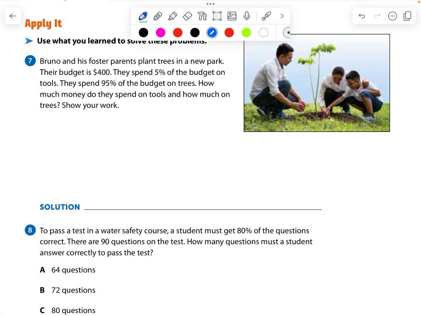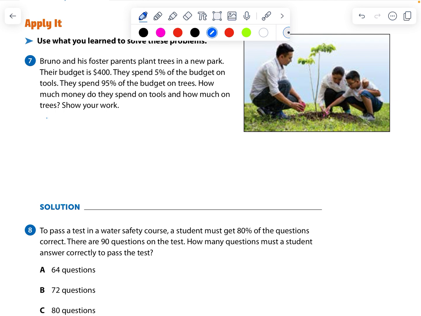Okay, let's see how you did. Bruno and his foster parents plant trees in a new park. Their budget is $400. They spend 5% of the budget on tools and 95% on trees. How much money did they spend on tools and how much on trees?